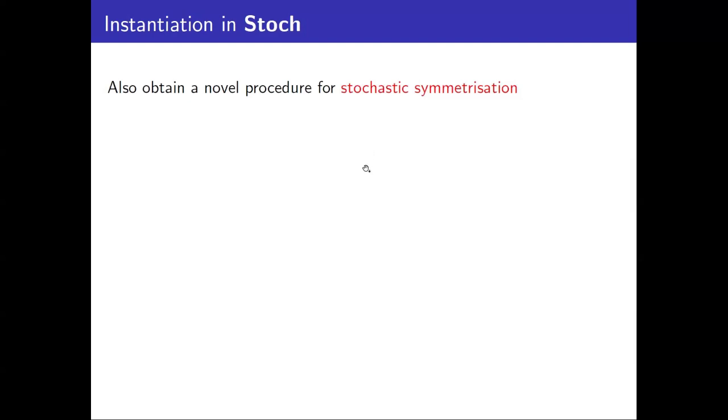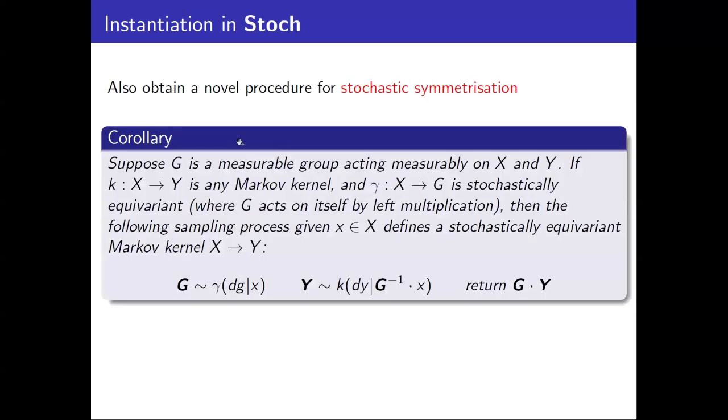And this is a procedure for stochastic symmetrisation. So you can actually symmetrize Markov kernels directly rather than symmetrizing functions necessarily. And that is this result here. So we instantiate that result I just showed you before in the category of measurable functions and Markov kernels. We get a result that says if G is any measurable group acting measurably on X and Y, you've got to add in all these caveats, but they come automatically from the fact that we have a Markov category.